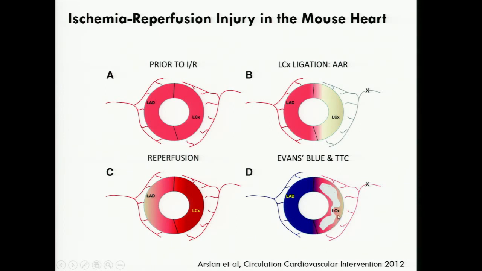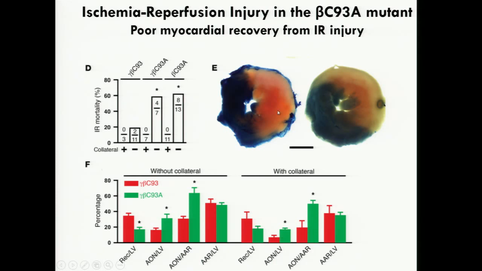And then they can do a TTC stain to see how much of the myocardium was viable. That stain stains the viable myocardium red, and the pale myocardium is necrotic. So the blue area in these hearts is the area that was perfused. The non-blue area is the area at risk.